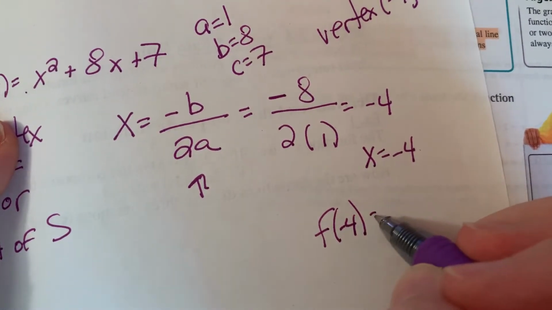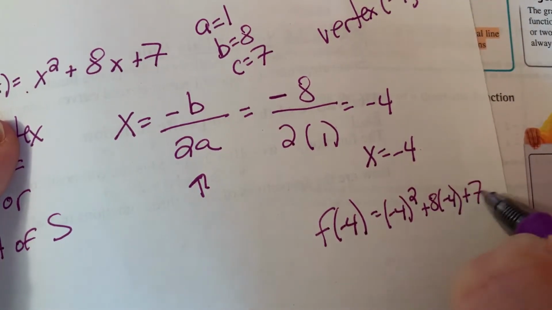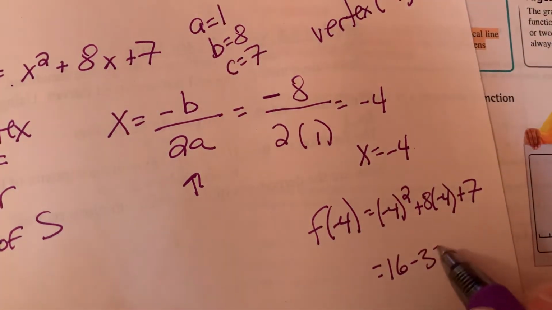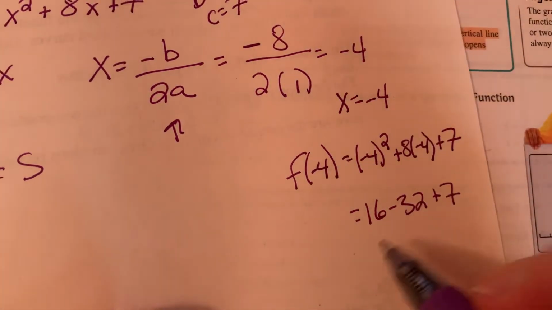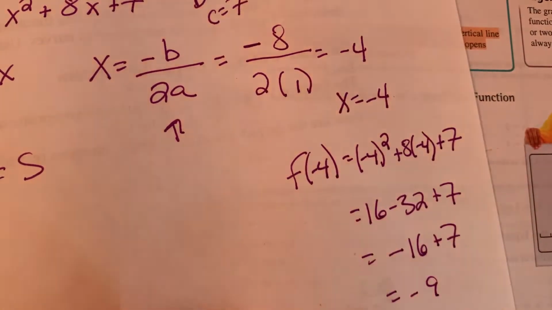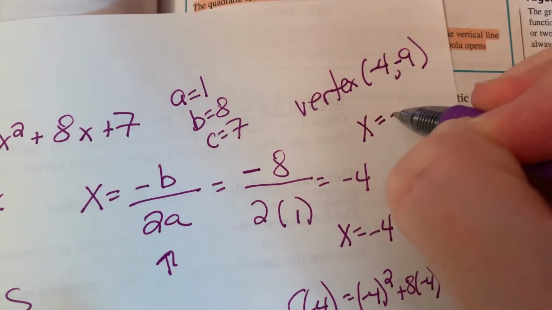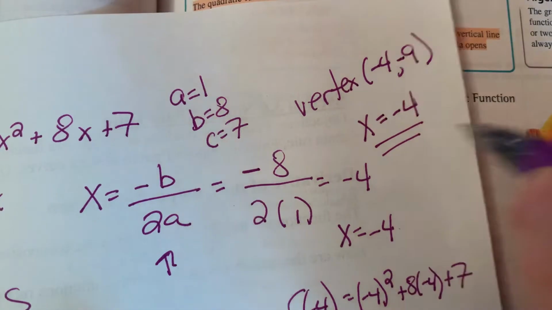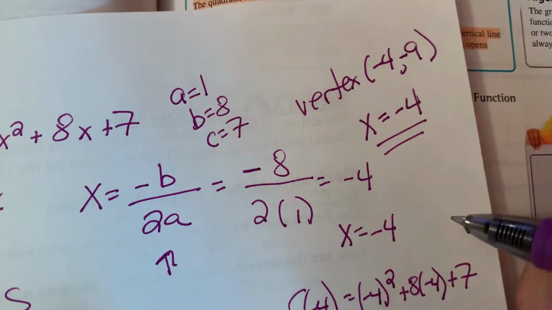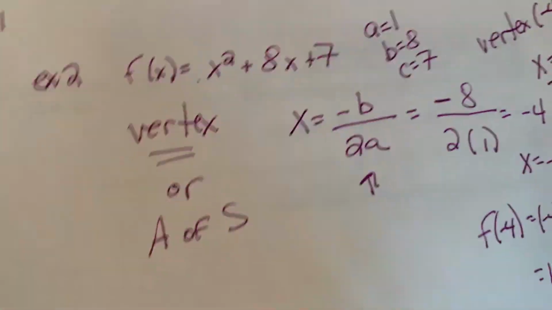So instead of x squared, it's going to be negative 4 squared plus 8 times negative 4 plus 7. And that would be 16 minus 32 plus 7. 16 minus 32 is negative 16 plus 7, so that would be negative 9. So my vertex is at negative 4, negative 9. My axis of symmetry is x equals negative 4. Remember, axis of symmetry needs to be written as a line, so it's got to be an equation, x equals negative 4. So when finding the vertex, start with x equals negative b over 2a.